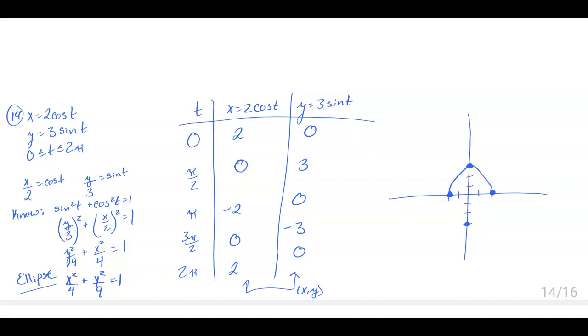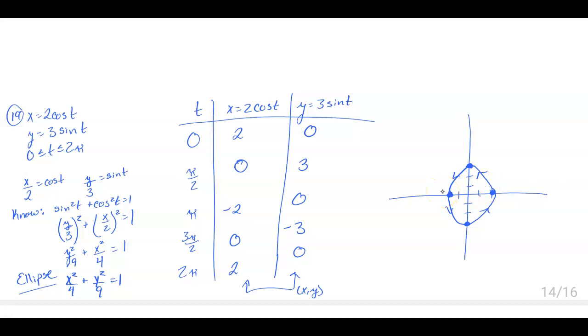So our ellipse, and you'll have to use your imagination a little bit to get that round figure, but it's going to look like that. So orientation-wise, we're starting at 2, 0, and then we're moving to 0, 3. So you can see how this is moving counterclockwise around the graph, and it's making one loop around that graph.